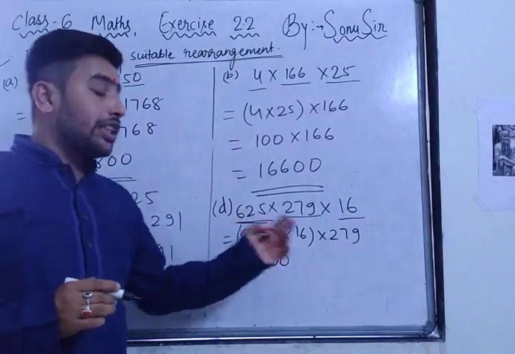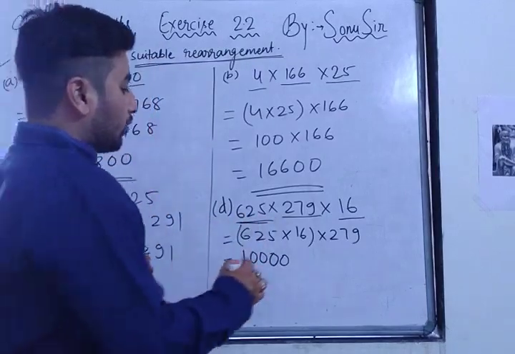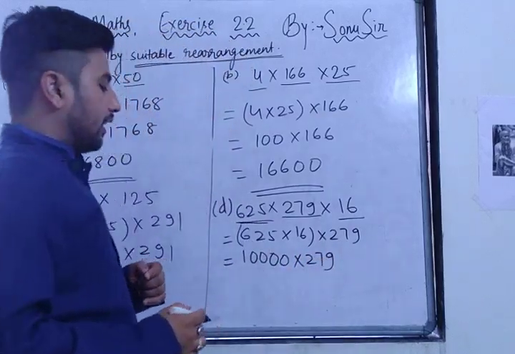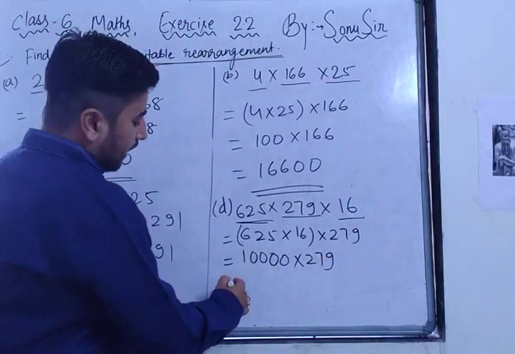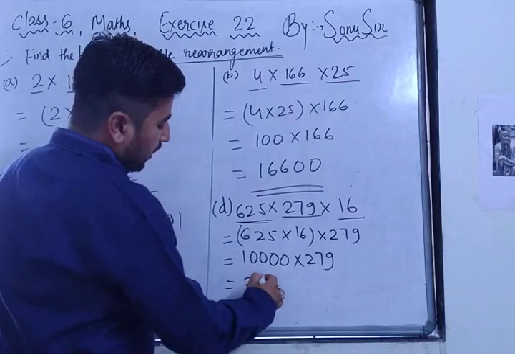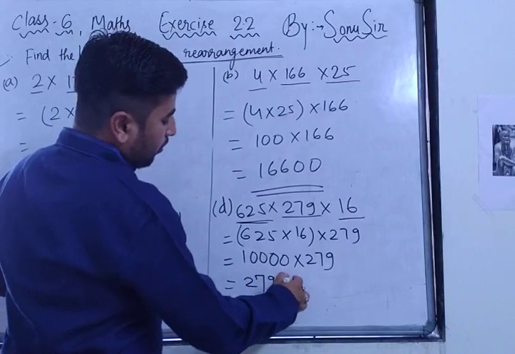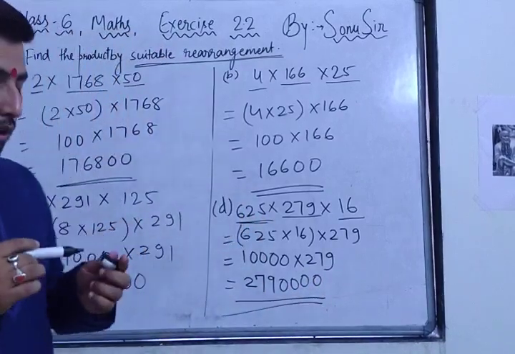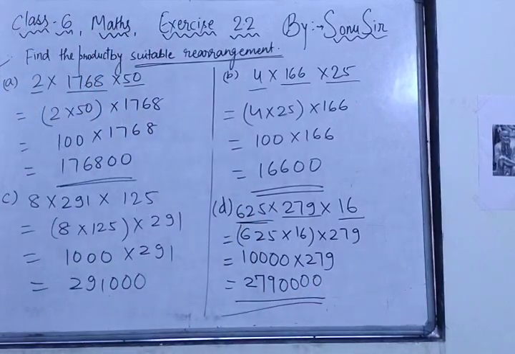By multiplying 625 into 16, you have got 10,000 into 279 now. 279 into 10,000. So how many zeros are there in 10,000? 4 zeros. So 279, then 1, 2, 3, 4 zeros. This will be our answer. Hope all of you are understanding how to rearrange the numbers and do multiplication. So the question is, find the product by suitable rearrangement.